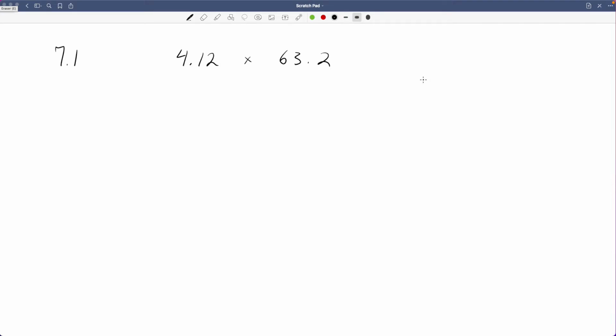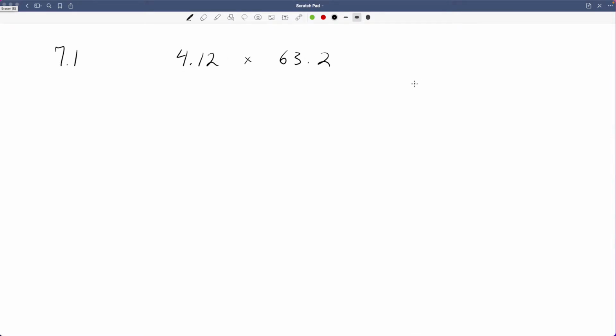Welcome back, pre-algebra. We're in lesson 7. We're going to talk first about multiplying decimal numbers. So let's just jump into an example problem here, 7.1. What you're seeing here is 4 and 12 hundredths times 63 and 2 tenths. So you're going to multiply these decimal numbers just like you would any other.